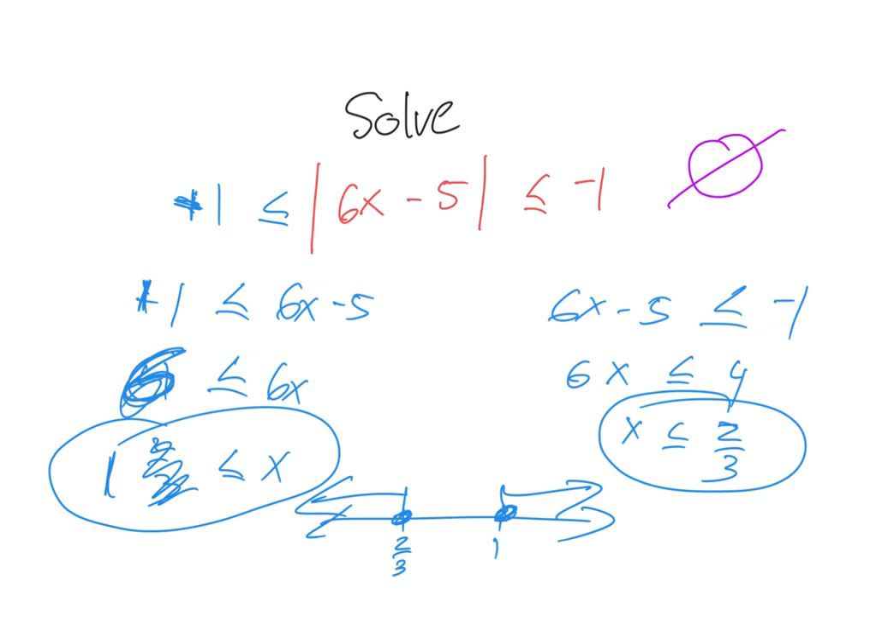Now you could look at this intuitively and say, well, absolute value means whatever's inside here is always positive. What positive number is less than negative 1? And the answer is there isn't one. Well, there you go. That's a quick overview and review of Chapter 2.